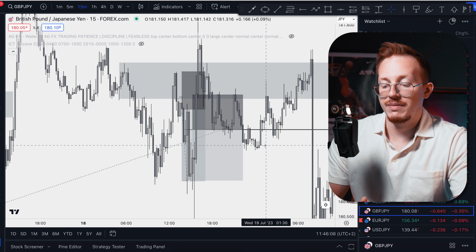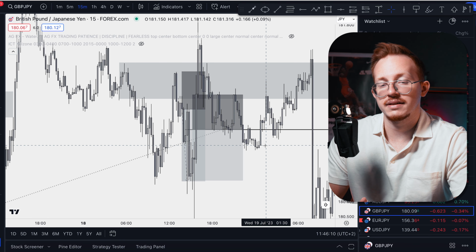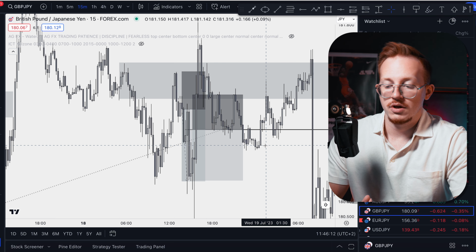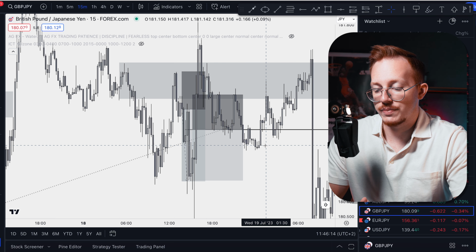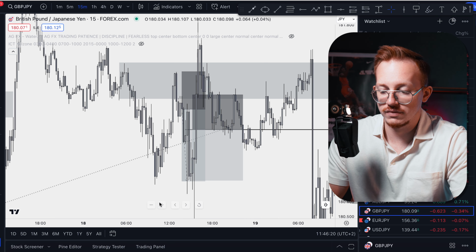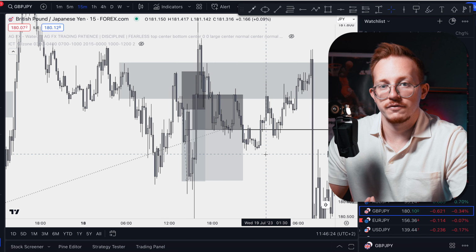How did this make me pass my challenge? And that is basically by using the right risk. So I saw this opportunity happening on GBP JPY, and I didn't hesitate a second. I knew it was going to go short, and I knew it was going to take out these previous lows and basically be bearish for the day.